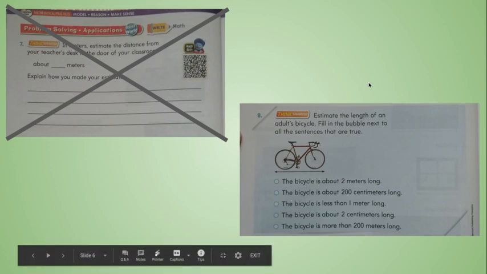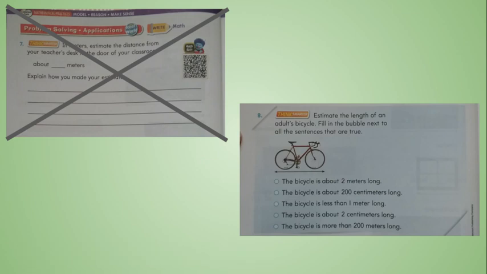Therefore, our last problem is also a Think Smarter question. It says, estimate the length of an adult's bicycle. Fill in the bubble next to all the sentences that are true. So that means more than one of these could be filled in. Now remember, it's not talking about that tiny picture of a bike. It wants you to really think about an adult's bicycle. So think about mom or dad's bicycle.